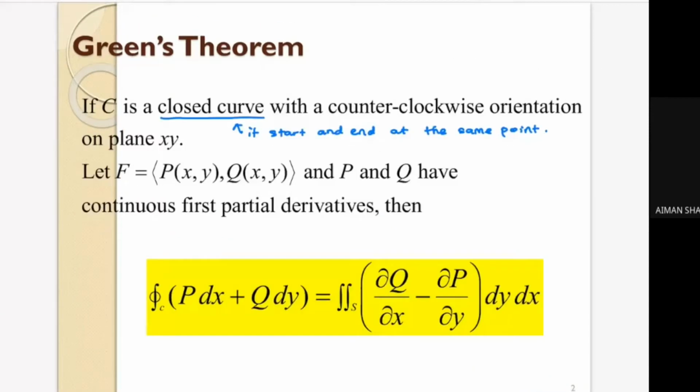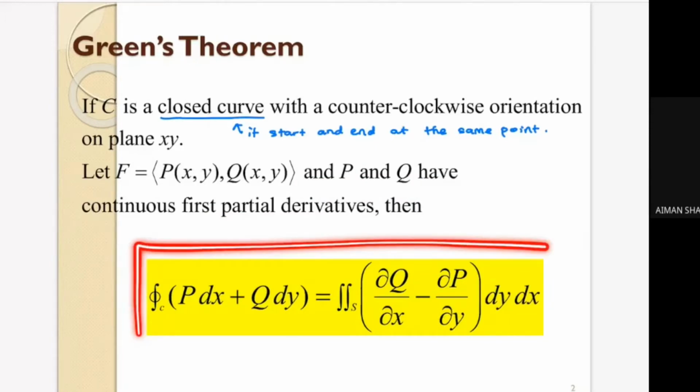So what is the definition of Green's theorem? If C is a closed curve, closed curve means it starts and ends at the same point, with a counterclockwise orientation on the plane XY. Let F be a function P(x,y), Q(x,y), and P and Q have continuous first partial derivatives. Then Green's theorem is given by this definition.